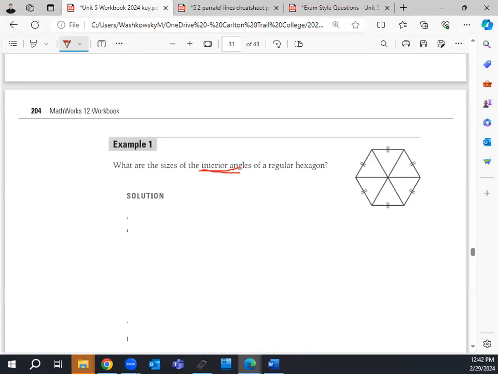So the interior angles here are these things, right? It's the inside ones. So it wants us to know what all this information here is. Let's start figuring this out.